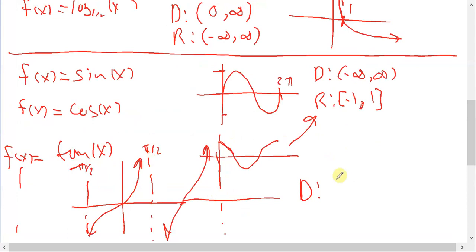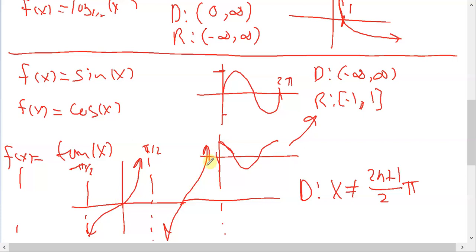So I'm going to say something like this. X can't be (2n plus 1) over 2 times pi. That's odd numbers over 2, times pi, and you can pick n to be any positive or negative integer. So for example, if I plug in 0, I get pi over 2. If I plug in -1, I get minus pi over 2, and so forth. So this will generate all these places that I have to leave out of the domain.